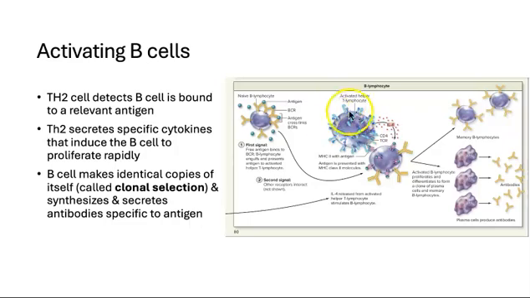That activates the helper T cell. And now we're going to produce cytokines. You can see the cytokine here is IL-4 that will cause this B cell to differentiate and proliferate. And so it creates copies of itself, and that is called clonal selection. And now we're able to create these plasma cells that will synthesize and secrete the antibodies specific to that initial antigen. Like I said, we also create those memory B cells.